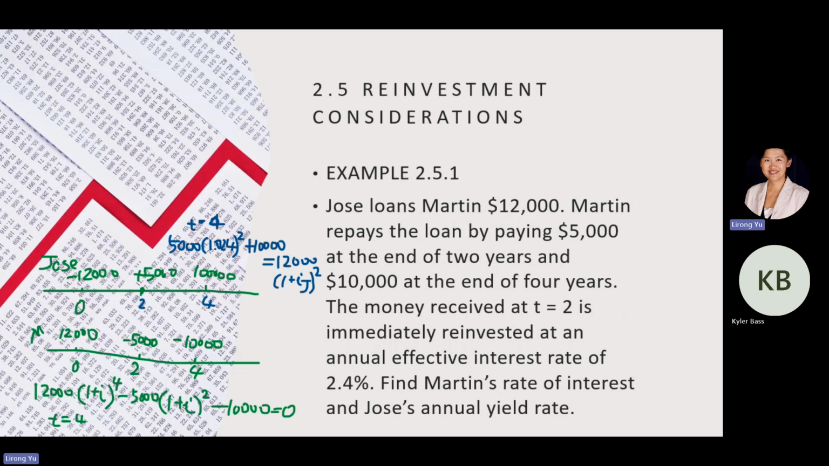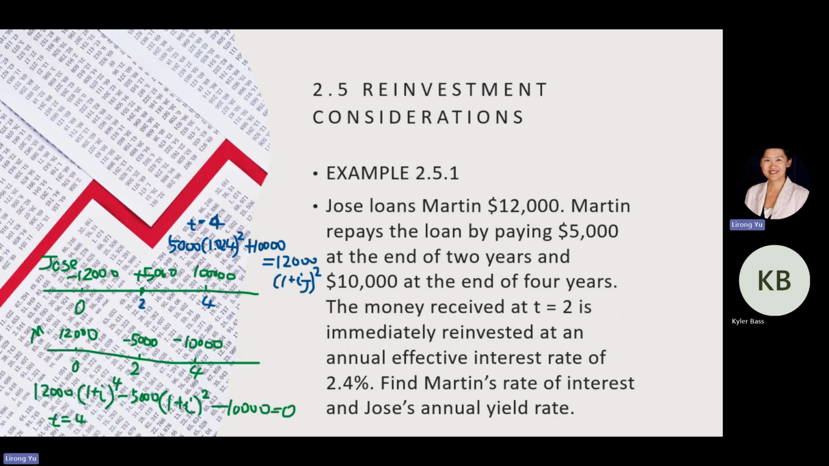All right. So then the money received at time 2 is immediately reinvested. So when the person is repaying the money, the person that loaned out the money actually has a reinvestment plan in mind, meaning that he's not letting the money sit there with the same return. He decided to put it in the reinvestment, and that rate of return is 2.4%. Find Martin's rate of return and Jose's annual yield rate.